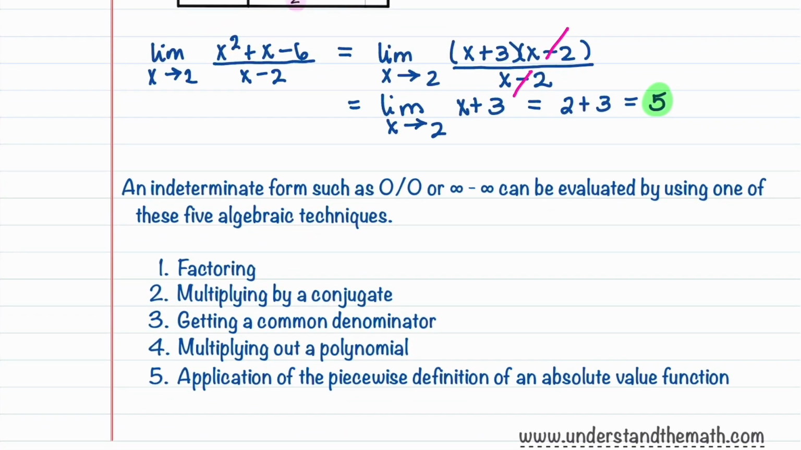In this last example, we used the algebraic technique of factoring to evaluate the limit. There are other algebraic techniques that we can also use, and we're going to look at those. An indeterminate form, such as 0 divided by 0 or infinity minus infinity, can be evaluated using one of these 5 techniques. The first one is factoring, and then we have multiplying by a conjugate, getting a common denominator, multiplying out a polynomial, or applying a piecewise function definition of an absolute value function. We're going to do an example of all 5 of these.